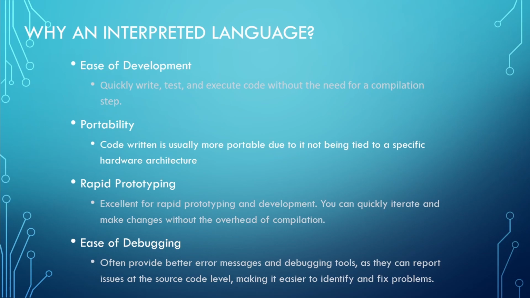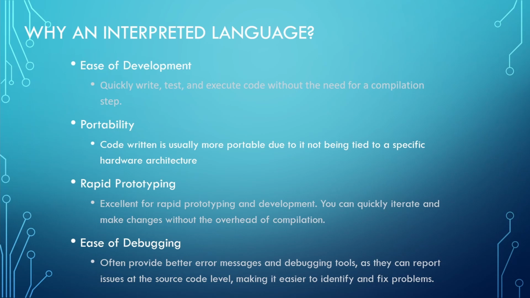Another advantage of interpreted programming languages is dynamic typing. Variables are not explicitly declared, and so that allows for flexibility in the code. When you're writing code in Python, you don't have to declare a string or an integer, it just does it automatically. Some disadvantages are slower execution.